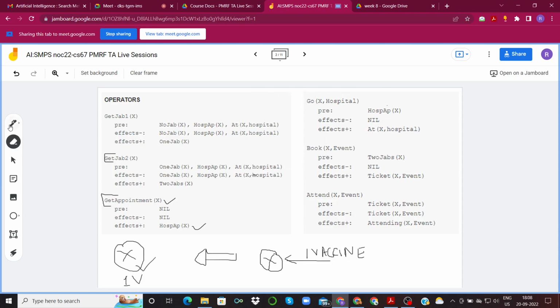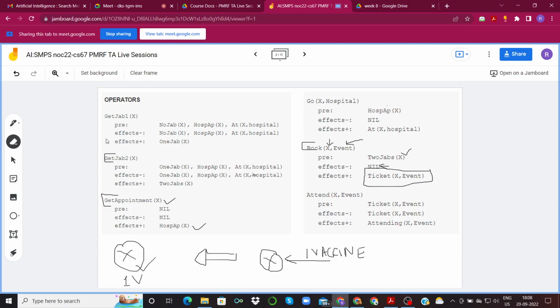Now, this is another operator which is book a ticket for a certain event. So this basically says for a person X to go to a certain event, let's say a concert, a person must have been vaccinated twice. So that is a precondition that the person must have taken 2 doses of vaccine. There are no negative effects. The positive effect is that the person now has a ticket to a certain event.